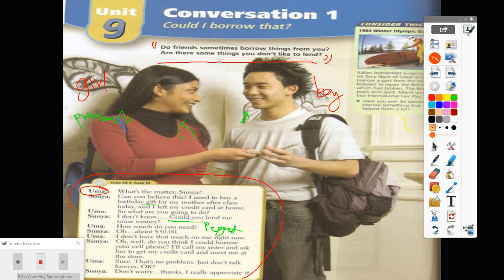Request. And this is a small request. Could you lend me some money? Could you? Why does she use "could"? She might use "can". Why does she use "could" in the past form?